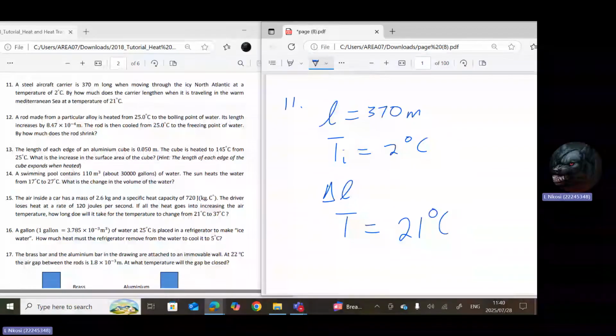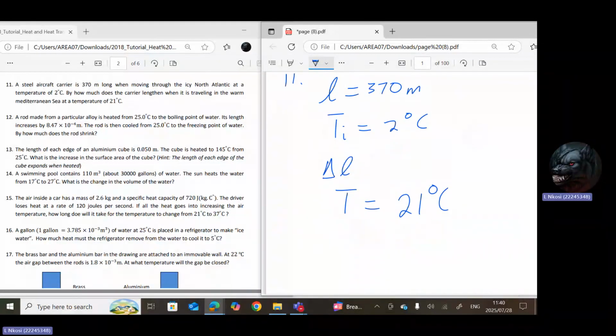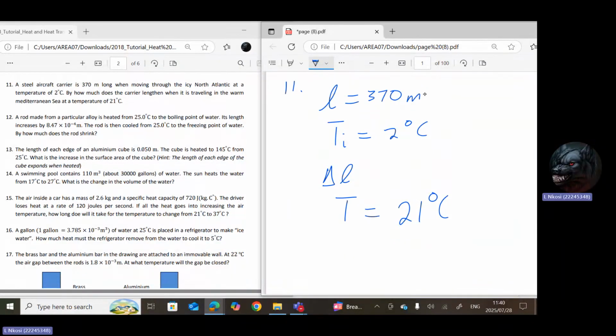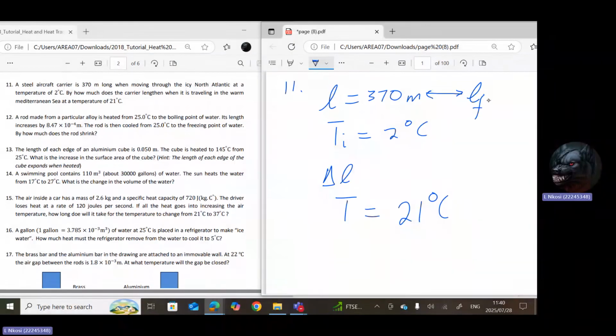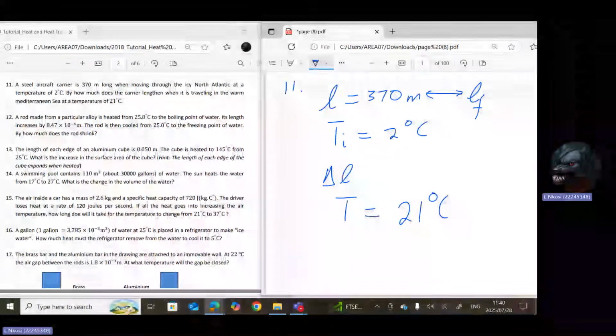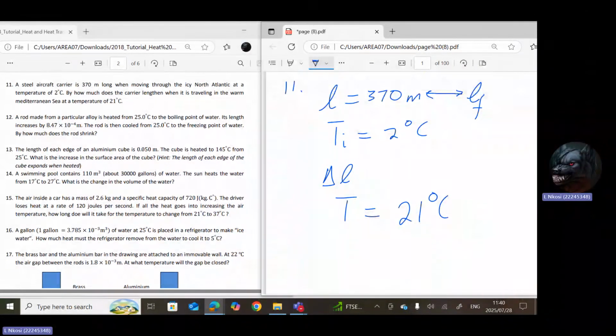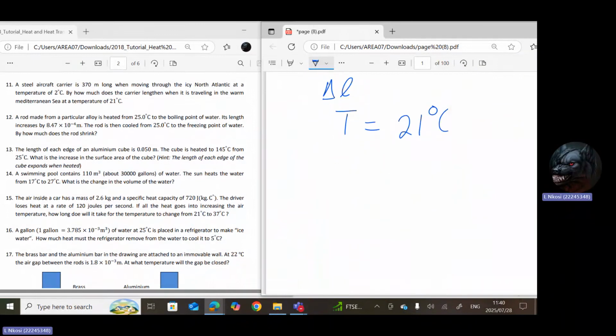21 degrees Celsius. So basically, we want to see how the length will change from the initial length to the final length, comparing it when it's traveling at 2 degrees and 21 degrees. So this one is very simple.